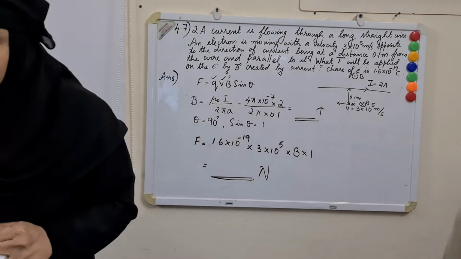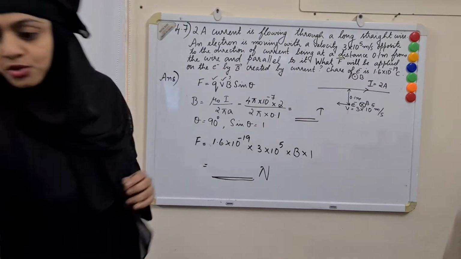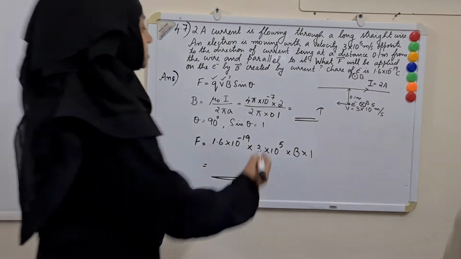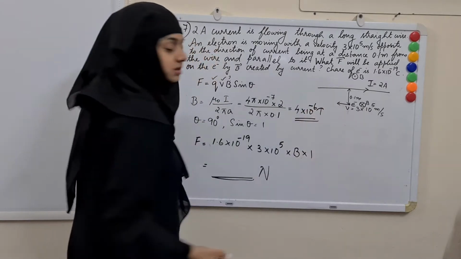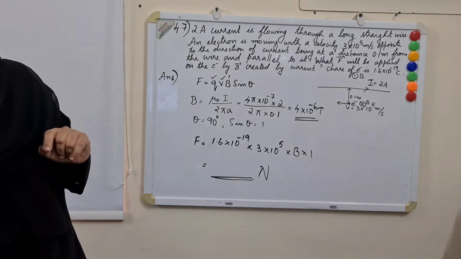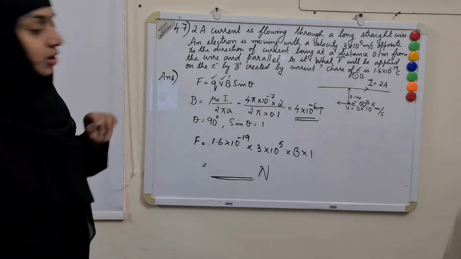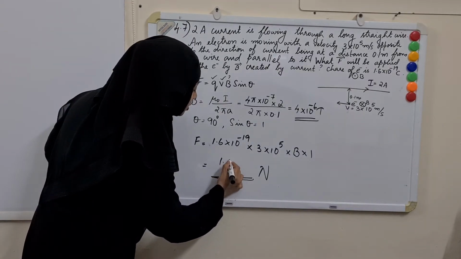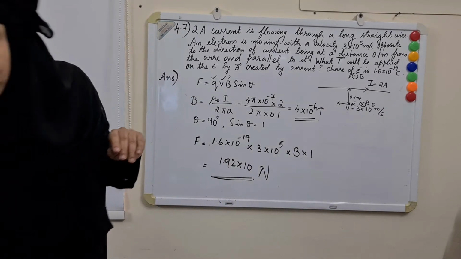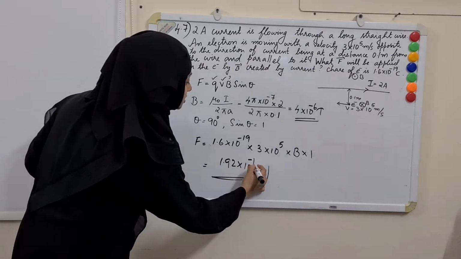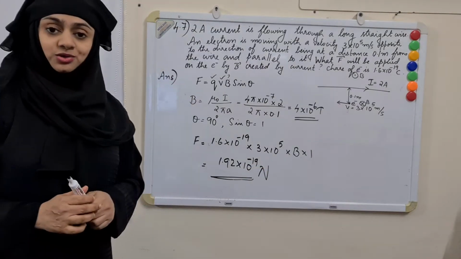So they have got the value of magnetic field as 4 into 10 raised to minus 6 Tesla, and the force they have got as 1.92 into 10 raised to minus 19 Newton. You are free to use the calculator, so do the calculation by yourself.